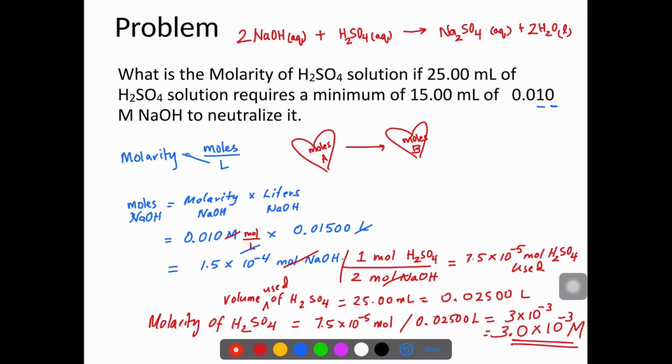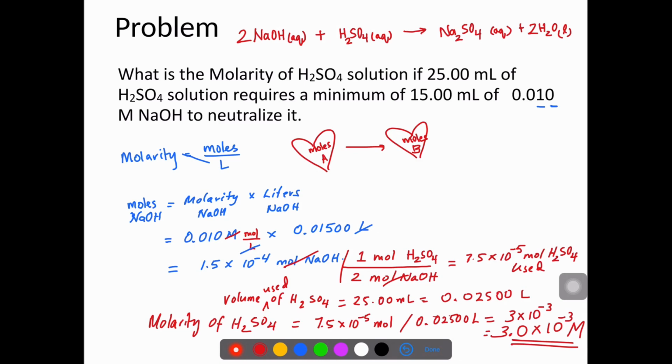So if you carefully pay attention to what's going on in this problem, we are finding the molarity of a solution. Suppose in the lab there is a bottle of sulfuric acid lying somewhere, and you want to know what the concentration of that sulfuric acid solution is. Then what you do is you take sodium hydroxide of known concentration and you start reacting them both.